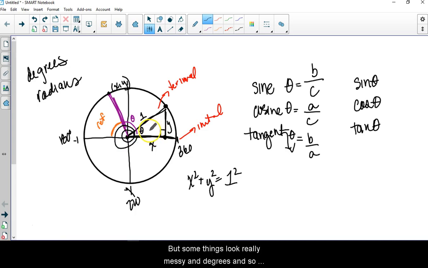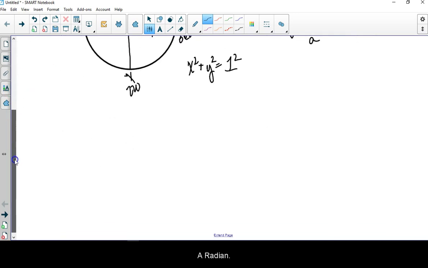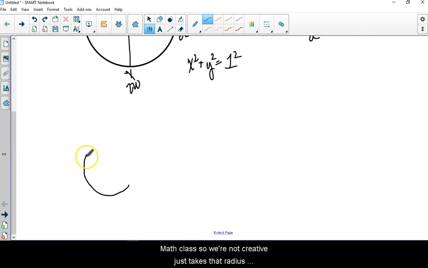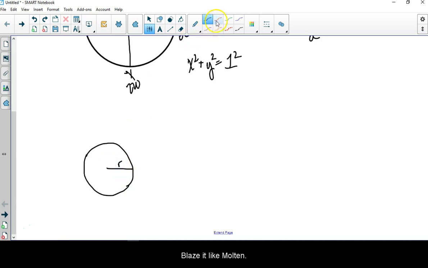But some things look really messy in degrees, and so we want to swap them over to radians. A radian, again, math class, so we're not creative, just takes that radius, whatever it is, and lays it, like molds it, so that the arc length out here is the same length. And so this would be 1 radian. It would probably be about 60-ish degrees if I was talking about the way I drew it here on the degree side.